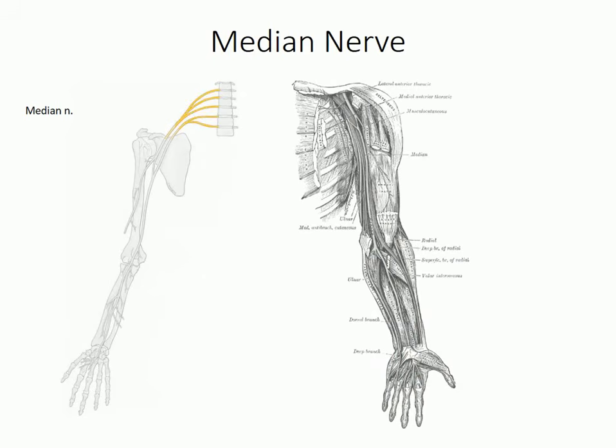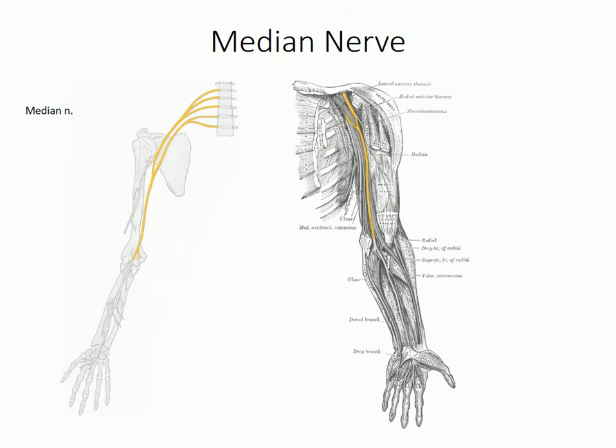The median nerve is formed from contributions from both medial and lateral cords, and therefore contains fibers from all 5 root levels. Following fusion of the medial and lateral cord contributions, the median nerve courses through the brachium just medial to the brachial artery, entering the medial aspect of the cubital fossa.